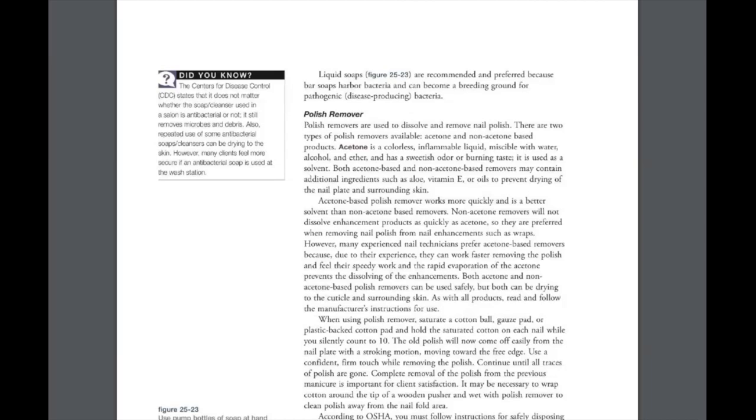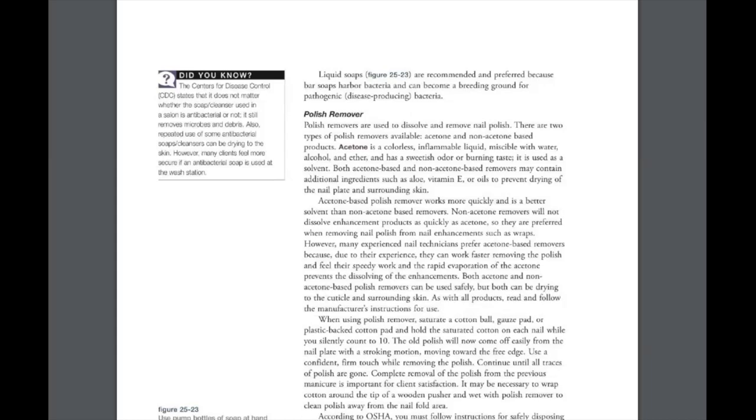Then let's get into our nail creams and lotions and your oils. These products are designed to soften dry skin around the nail plate and to increase the flexibility of your natural nail. They are especially effective on nails that appear to be brittle or dry, and they are the number one nail product that should be sold to manicure and pedicure clients.